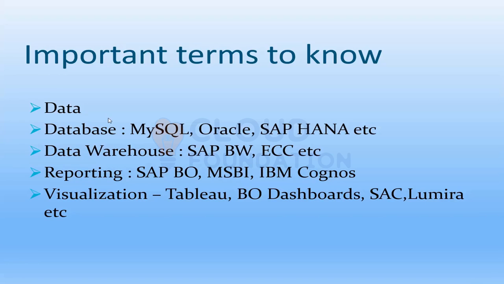Data is a meaningful collection of information. Database: as I told you, every company uses its own databases to store the data. The database can be MySQL, Oracle, SAP HANA. These are relational databases. They store data in the form of tables. Data warehouse is like an online analytical processing (OLAP) system. They store the data in cubes in multidimensional formats. Examples are SAP BW or ECC, etc.